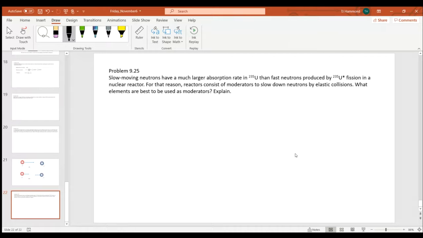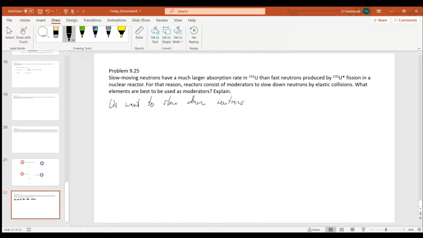And explain. So what we want to do is slow down neutrons as much as possible, so they get more readily absorbed by U-235. So what we have is this elastic collision, and what we want to do is minimize V1.